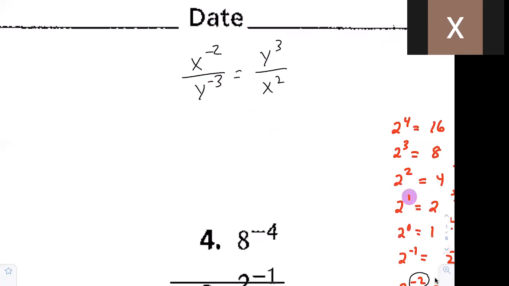No, we're not canceling out. I didn't use canceling. Nothing cancels. You're moving things. If x to the negative 2 is in the numerator, it goes in the bottom as x squared. If I have y to the negative 3 on the bottom, you move it to the what?